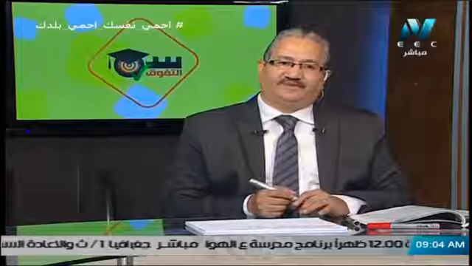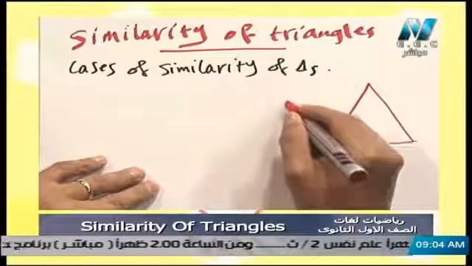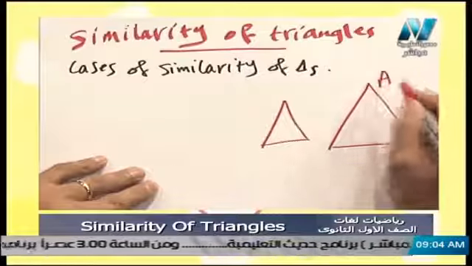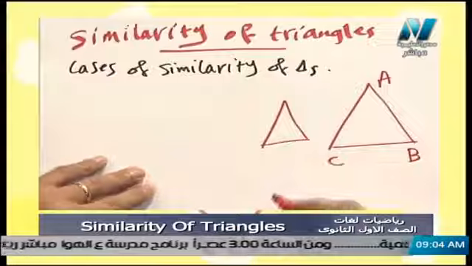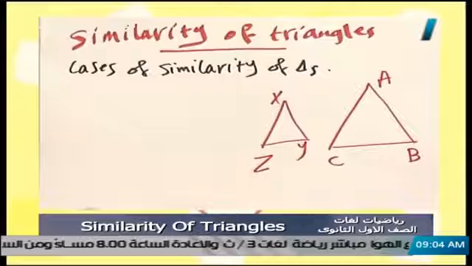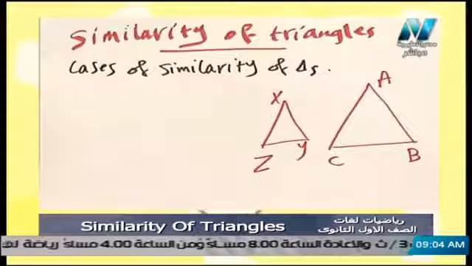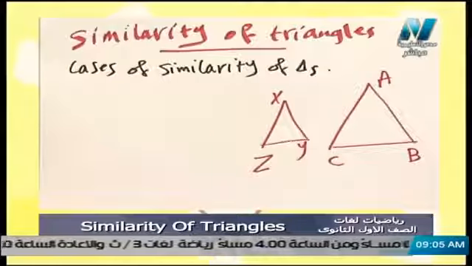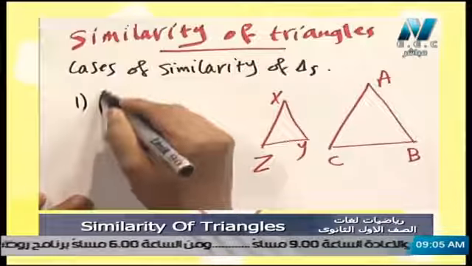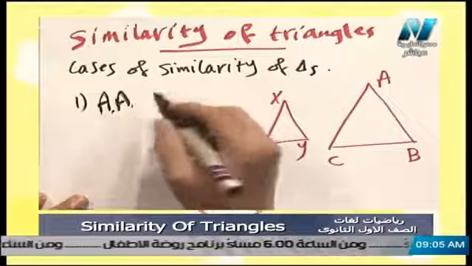many cases. The first case here, if we have two triangles like that, triangle number 1 like that, and triangle number 2, the triangle number 1 called ABC, and triangle number 2 called XYZ. When we call these two triangles are similar, the case number 1 is if we have a similarity.